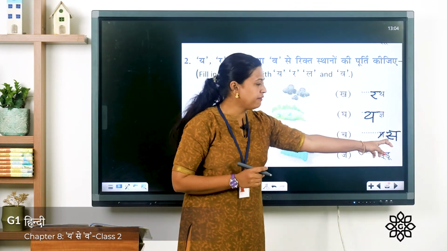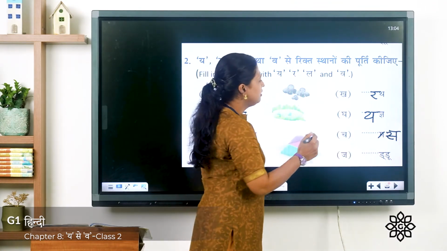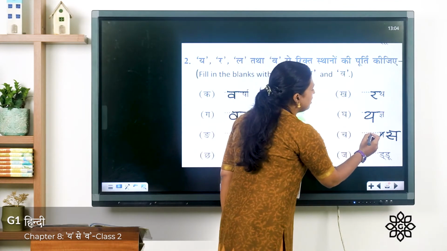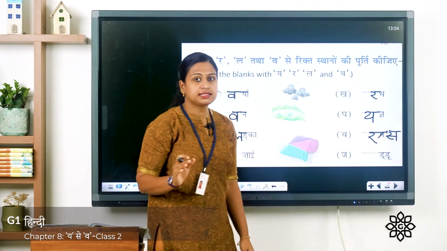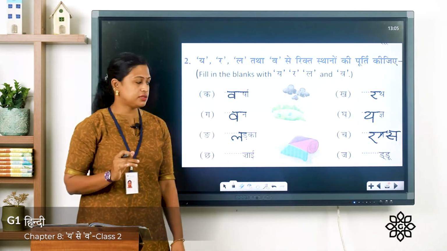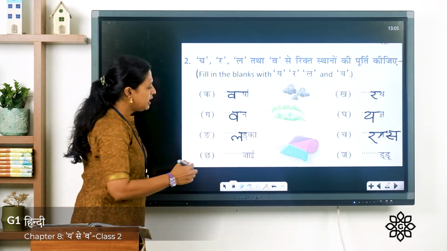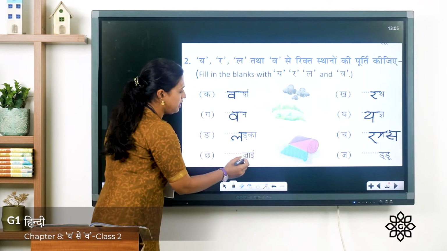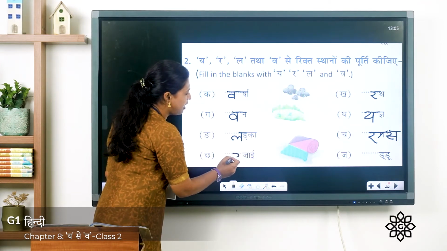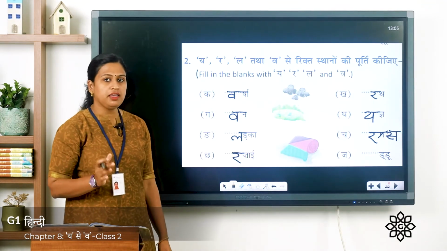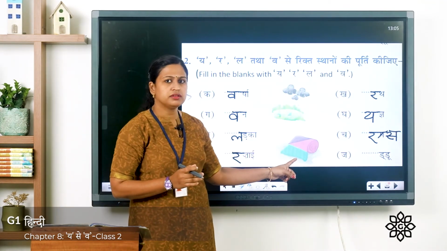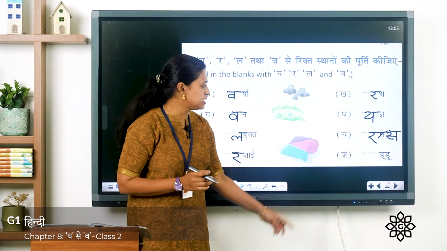I hope you all have written Sa, and we'll write Ra here. So the word is Ras. Ras means juice. Next one is Jai. So when you add Ra, it sounds Rajai, quilt. You can see the picture here, quilt.